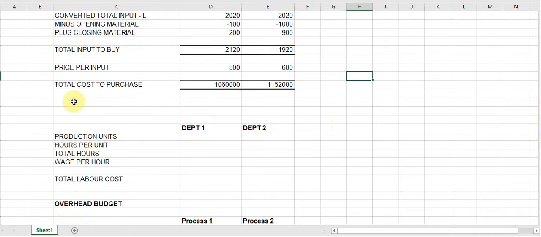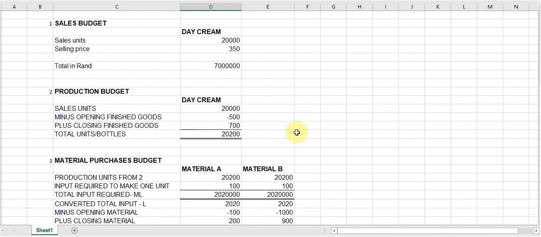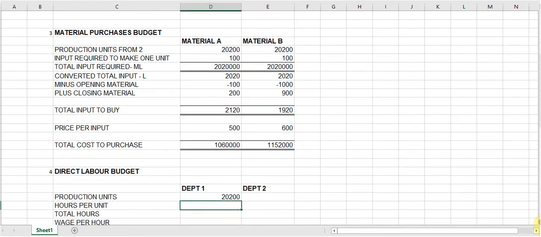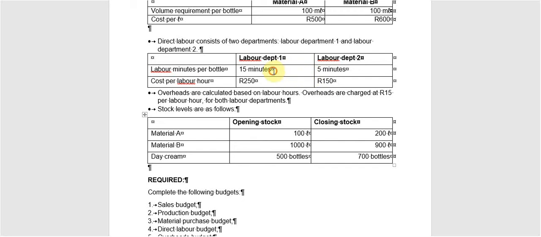In required number 4, we need to do the direct labor budget. Again, I am just customizing it because we have department 1 and department 2, so that is fine. I am just putting a proper heading. So the production units, again, I'm going to go back to my production budget. 20,200 units in each instance. The hours per unit. Now I need to go back and remember that I'm working with minutes. In order to get minutes to be expressed as hours, I need to divide by 60.